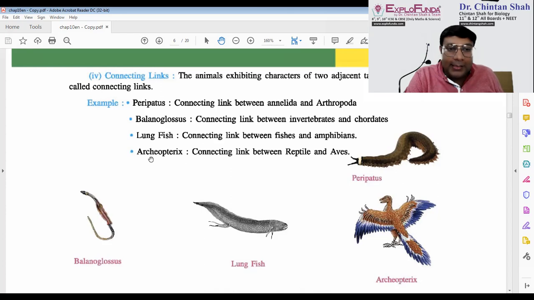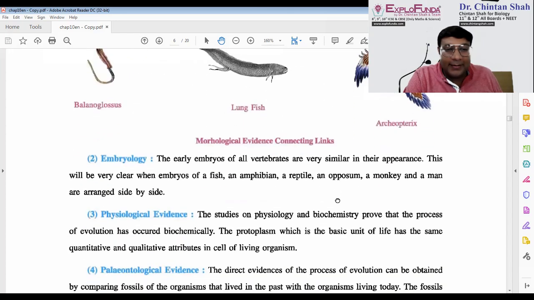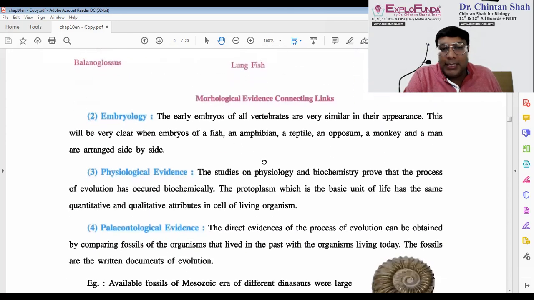Yeah, so what I have written was according to this. Okay. Good, Chintan. So the connecting link between reptiles and aves is the same. That's the Archaeopteryx. Now, embryological evidences.